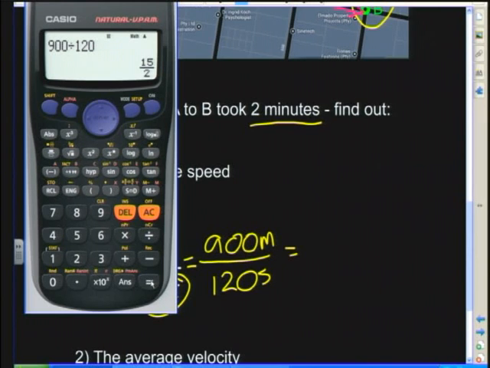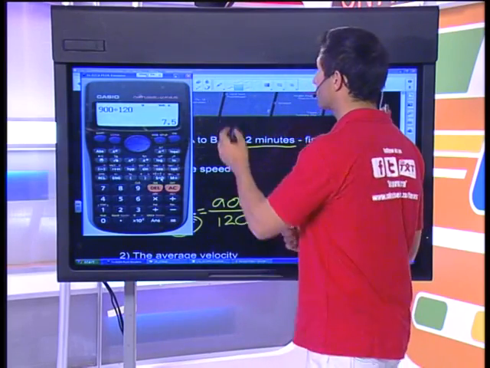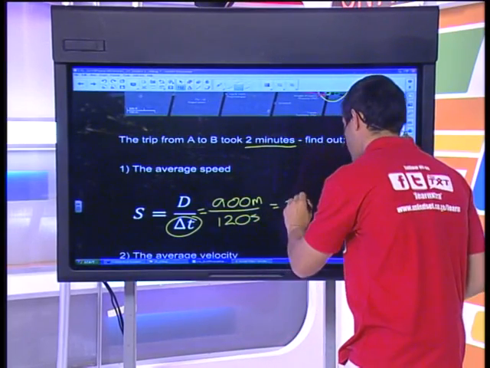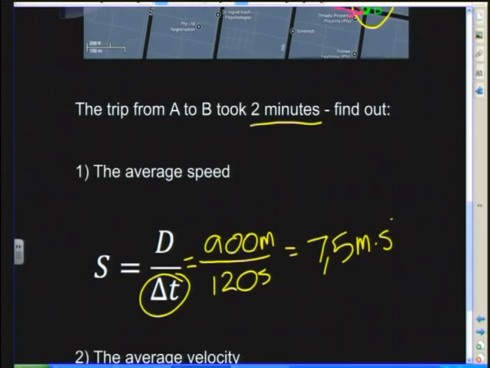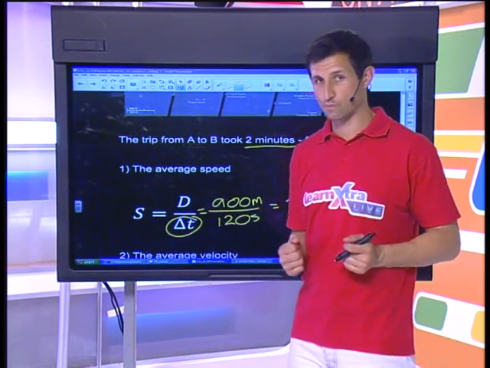Let's make sure that we don't get too carried away. What that tells me is that I was moving at an average speed of 7.5 meters per second. Okay, so there we go, 7.5 meters per second. Notice how speed doesn't have a direction. I was moving at 7.5 meters per second the whole journey, and that was my average speed.